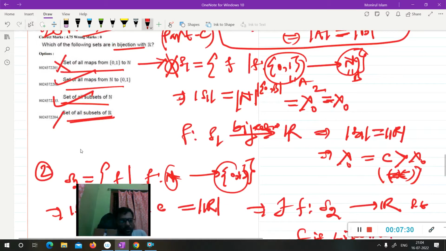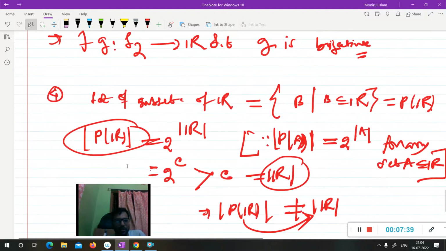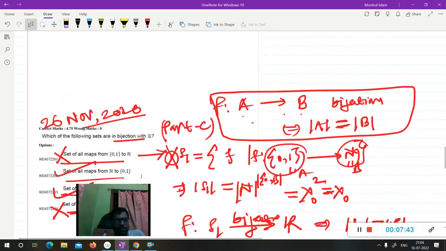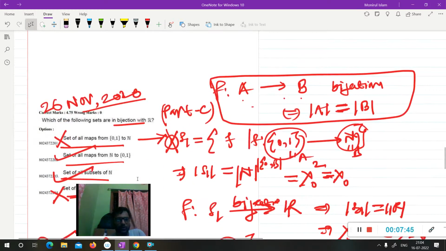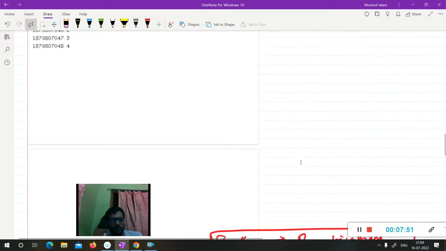So in this question the correct options are option 2 and option 3, and option 4 is incorrect. Hope you understand the solution. If you have any doubt, you can always ask in the comment section. Okay, so we're going to the next question.